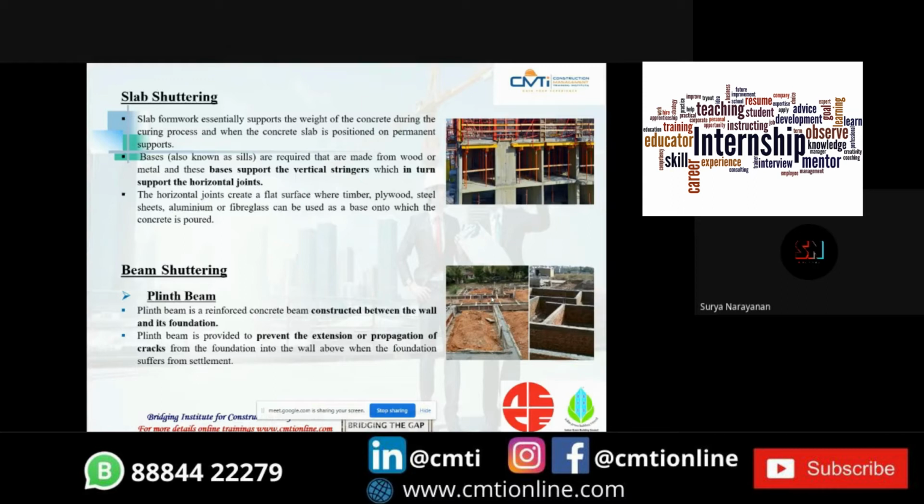In that, the plinth beam is as shown in the figure, which is a reinforced concrete beam constructed between the walls and the foundation. It is also provided to prevent the extension or propagation of cracks.